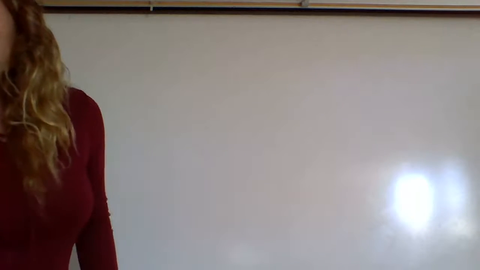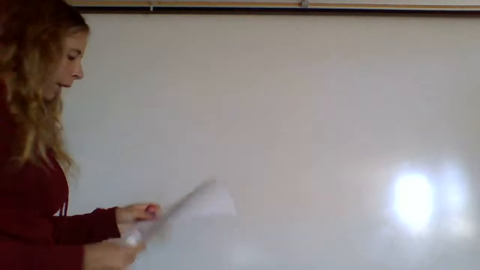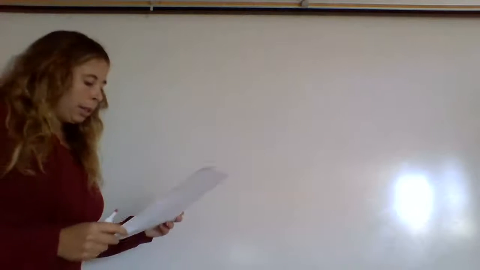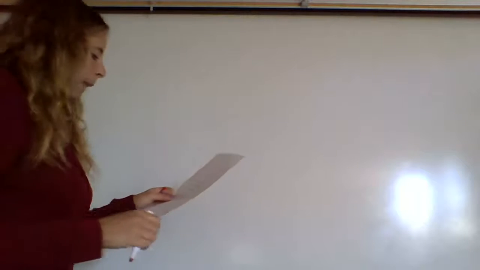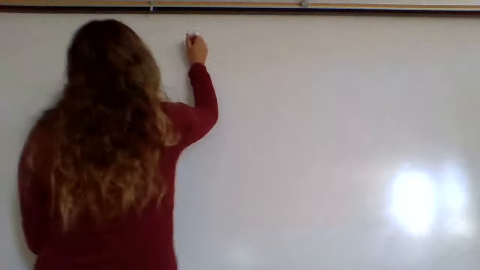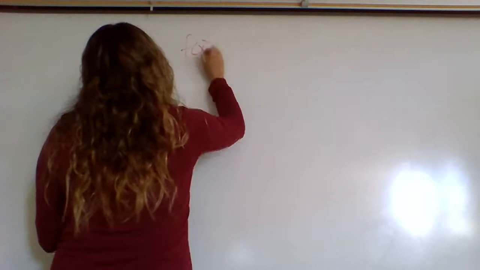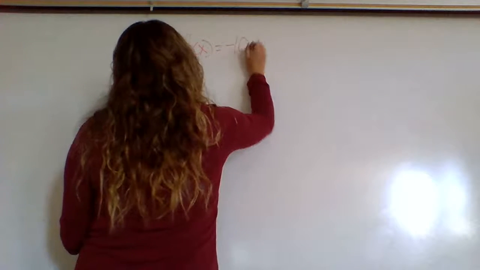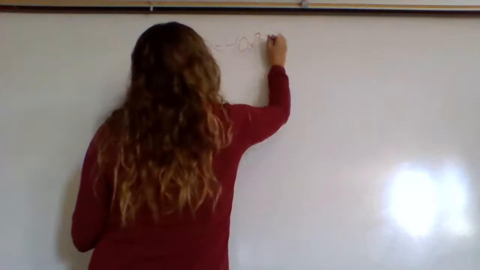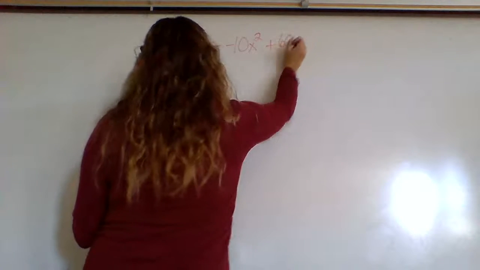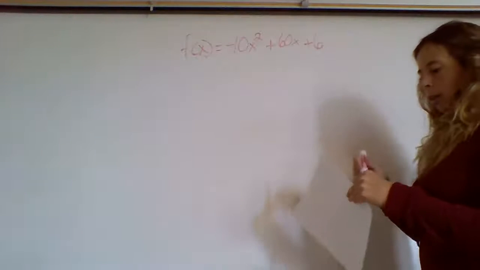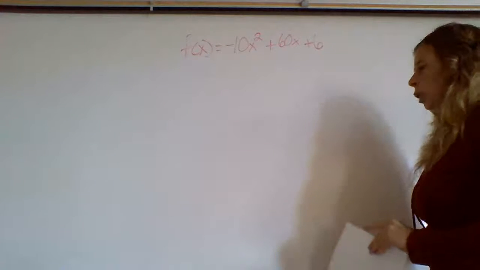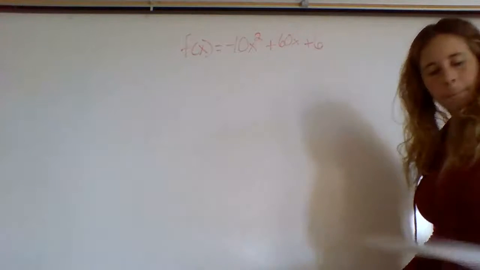Okay, 14. Alden is 6 feet tall and he is out hunting. He sees a bird. He shoots his arrow up into the air at 60 feet per second. Don't worry, he misses the bird. We can use the function. Here it is. f of x equals negative 10x squared plus 60x, because he's shooting it at 60 feet per second, and then plus 6 because Alden is 6 feet tall. I don't actually know if that's true. He's just my example.